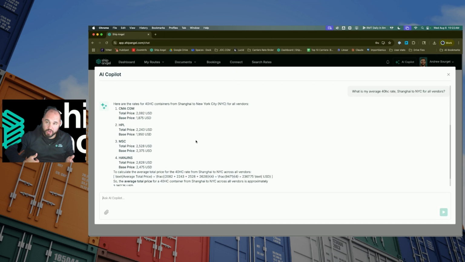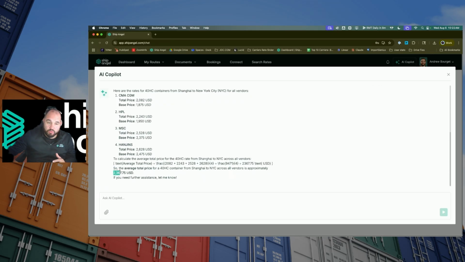You could figure out what your average price was based on different vendors. You could also search inside the ShipAngel platform and search for this information, write it down, punch it into a calculator, or you can simply ask, the same AI that is processing your rates can now also process your requests on information to get, hey, $2,367.75 is your average rate based on your different providers. Maybe you use this number for benchmarking. Maybe you use this number for contract budgeting for next year. There's lots of different ways and different questions you can ask the co-pilot to get answers.